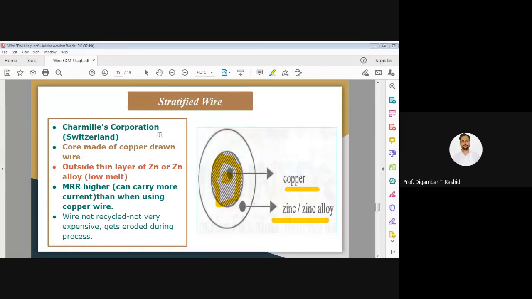Now I request all of you, please write down this stratified wire. This needs to be written. Stratified wire concept, you have to write.